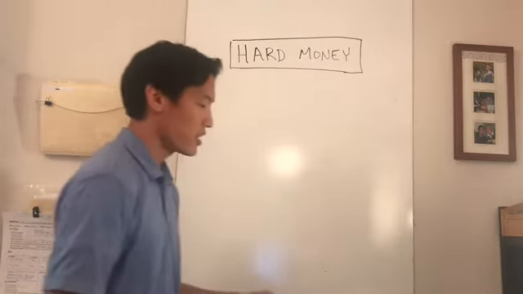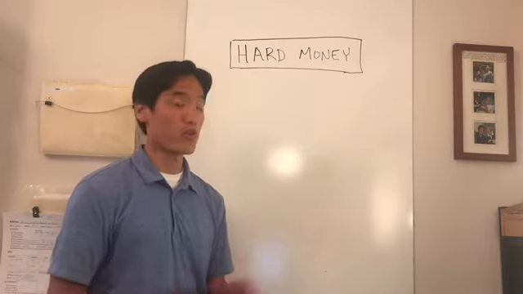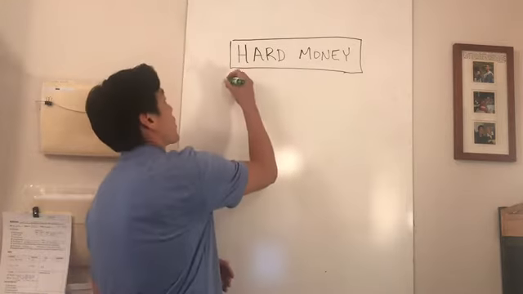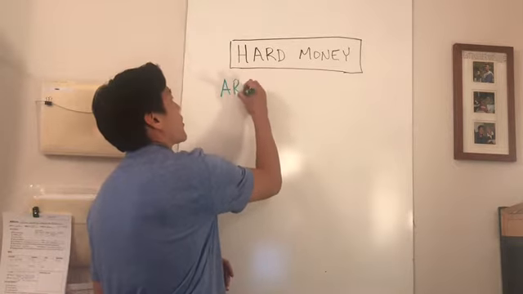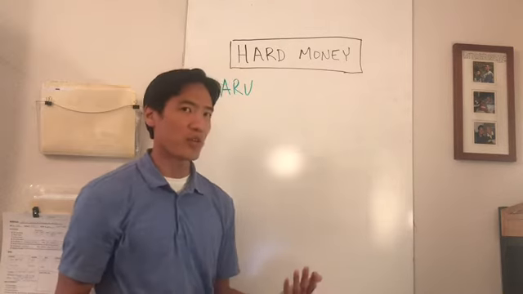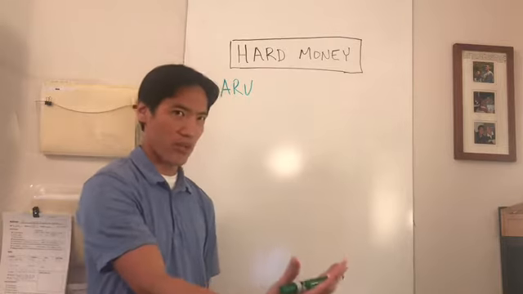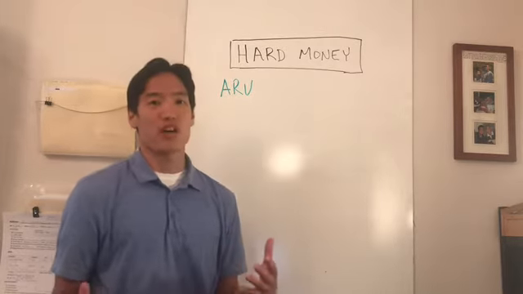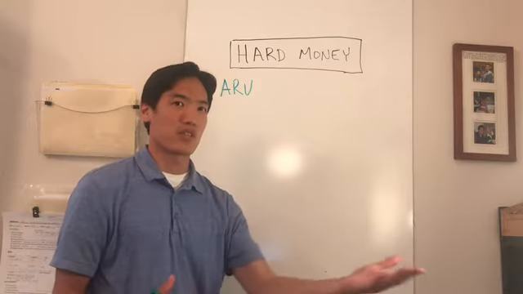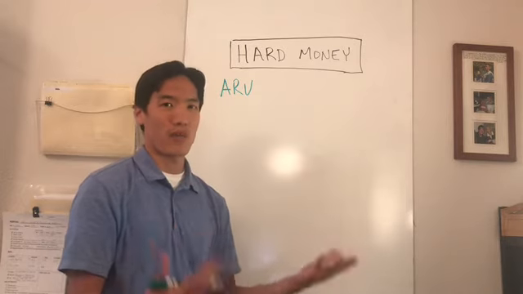A hard money lender will usually tell you what percent they will lend you based off of what is called the after repair value, or ARV. After repair value is the value of the property. It's a speculative value based off of comps, based off of the market. What do you think you could sell it for, or what would the value of the property be after renovations?